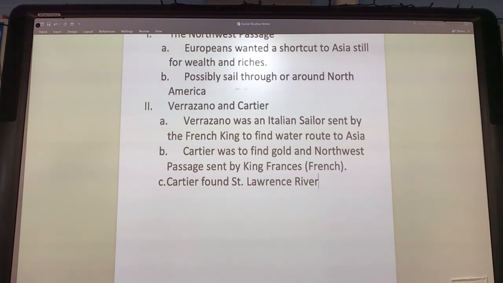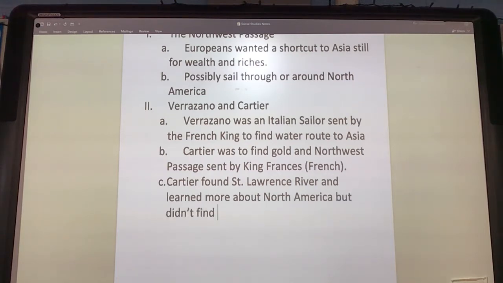And I'm going to add some more here. Found St. Lawrence River and learn more about North America. But didn't find the passage. All right. So that's Cartier. When we're done writing that, we're going to turn to page 142 and 143.